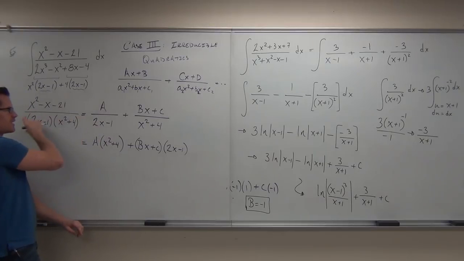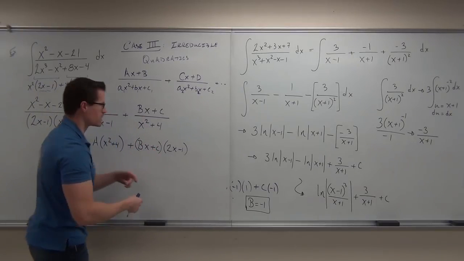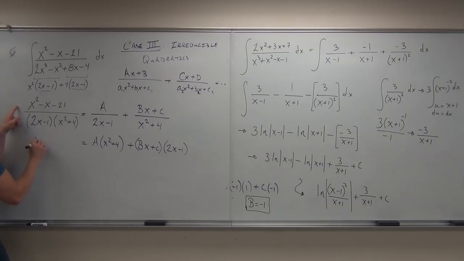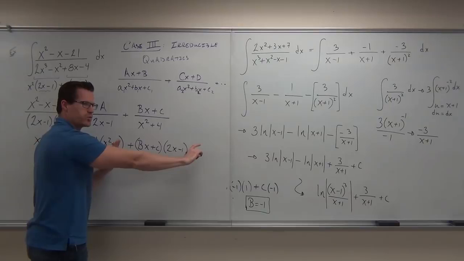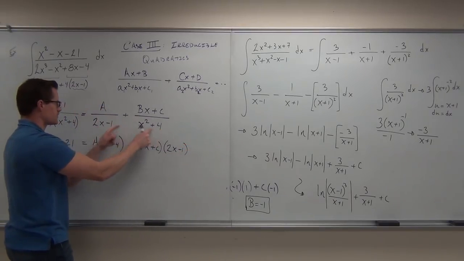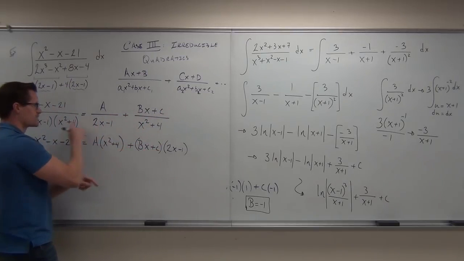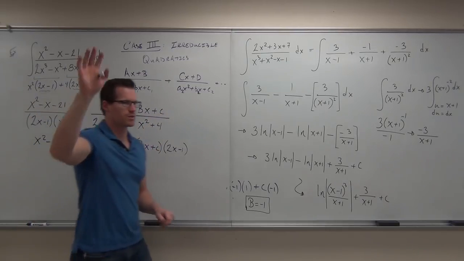As soon as we get that common denominator, we ignore it. We just set the numerators equal to each other. So this numerator equals this new numerator. This would be the numerator. You follow? Just keep in mind, it's a times this one, this x squared plus 4, and then it's this whole bx plus c times the 2x minus 1. Show of hands if you're okay with that one.